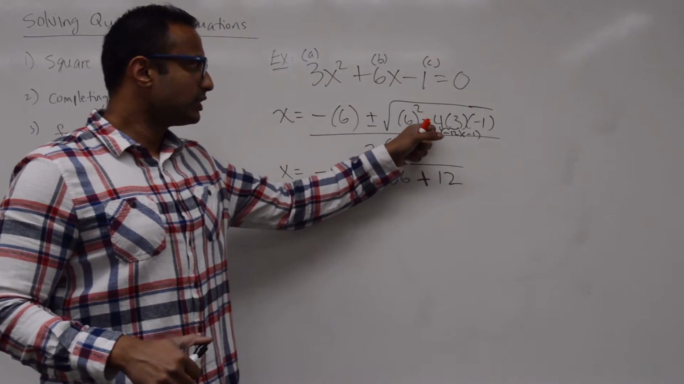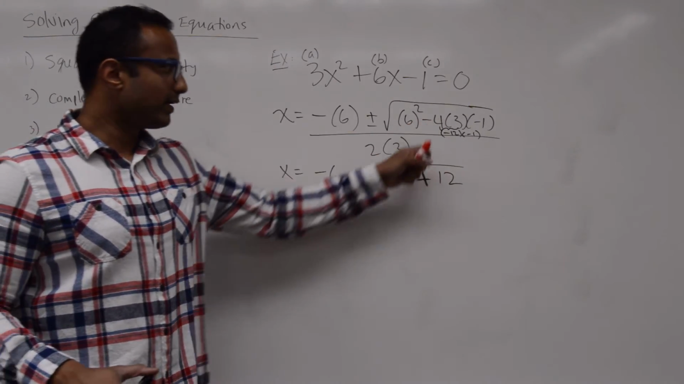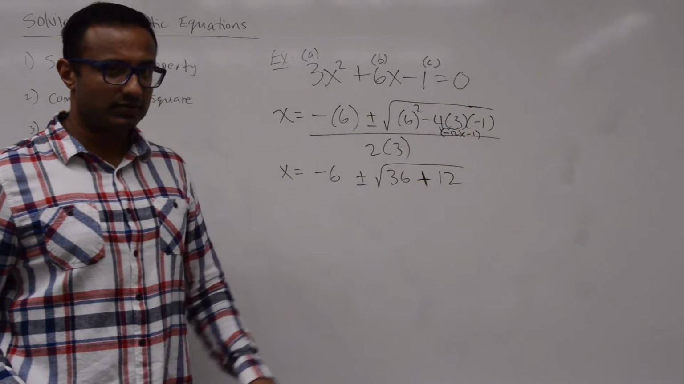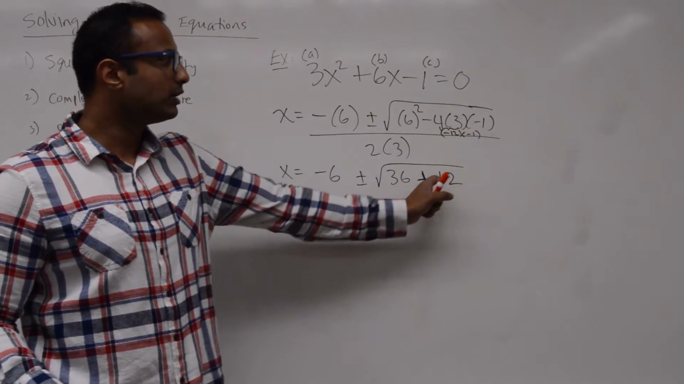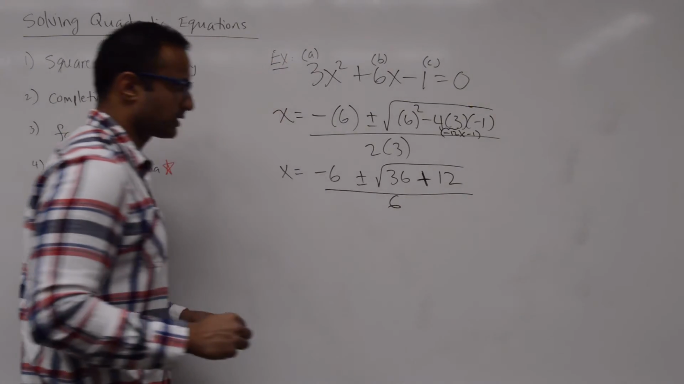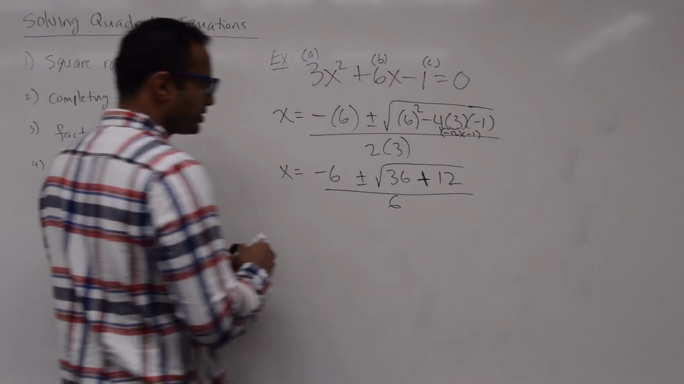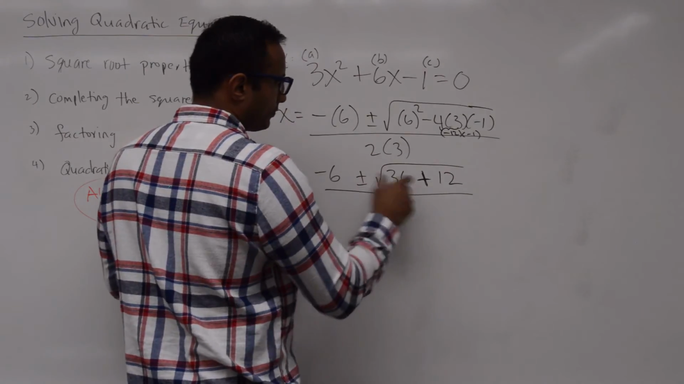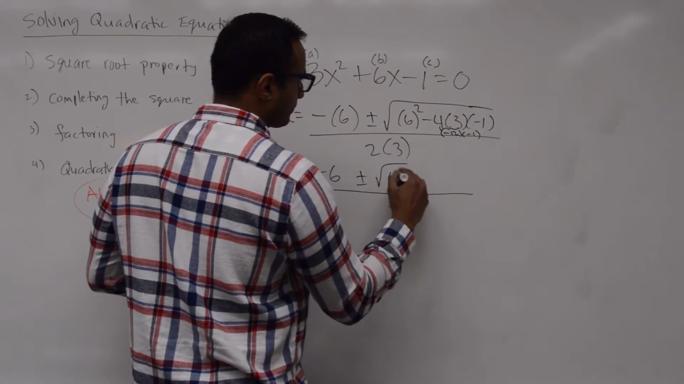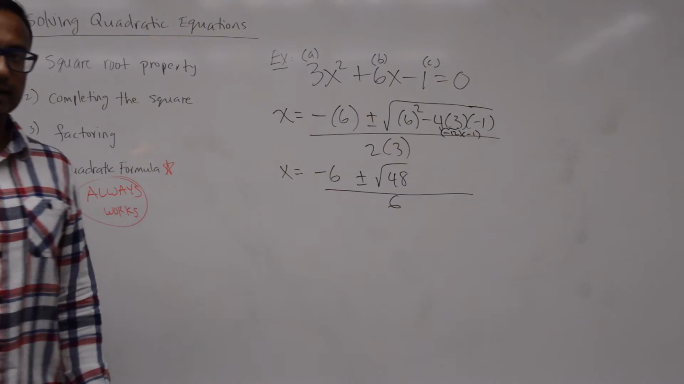This minus sign is not a minus sign, it's actually a negative sign that's attached to the 4. So if you have a negative 4 times 3, that's negative 12. And negative 12 times negative 1 is a positive 12. So when you have two negatives as you're multiplying, remember your answer is going to be positive. And then 2 times 3 is going to be 6. If I simplify that, I have 36 plus 12, which is going to be 48. So this is going to be 6 plus or minus square root of 48 all over 6. Because you got 36 plus 12, that's 48.